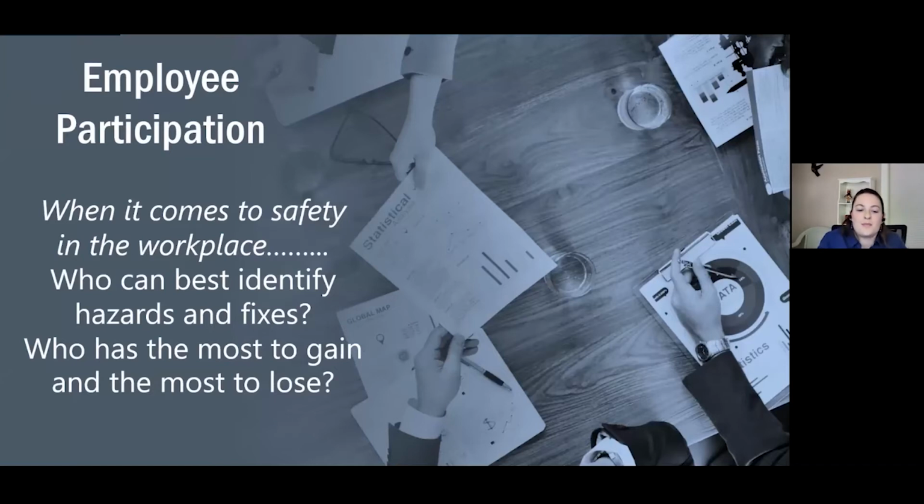Employee participation. When it comes to safety in the workplace, who can best identify hazards and fixes, and who has the most to gain and the most to lose? Generally, our employees who work on the process are the most knowledgeable about the process. They normally know it like the back of their hand, and they can tell you what might go wrong and how often that's happened in the past. Additionally, they are going to be the first people impacted in the event of a catastrophic failure. And so it's really important to involve them in the process, to gain their insight, and to teach them and inform them about the safe practices.